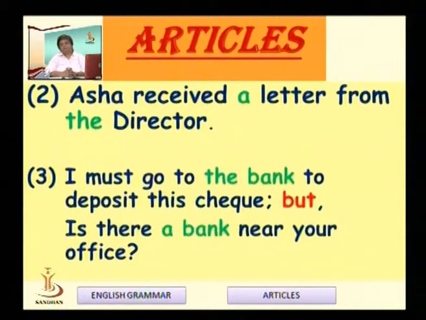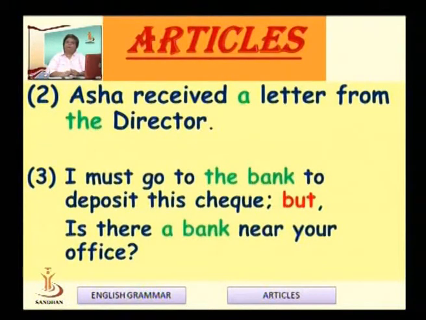Let's take another example. Asha received a letter from the director. Director might be the principal of an institute. He might be the director of a company. How many principals or how many heads of an institute can there be? Only one. So if there is just one of something, we are specifying particularity, then we only have one choice, and that is using the article "the".